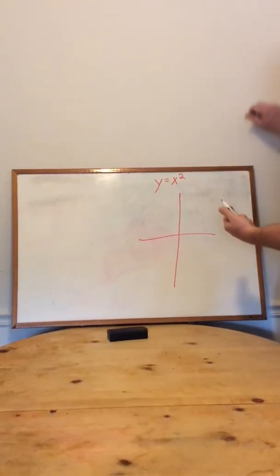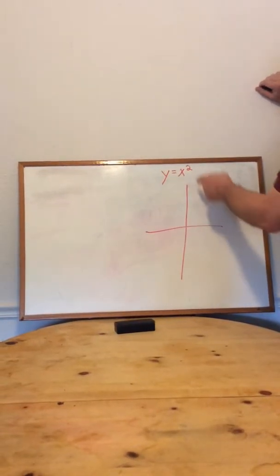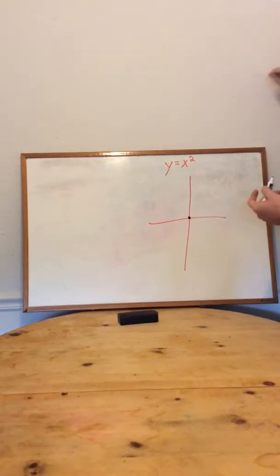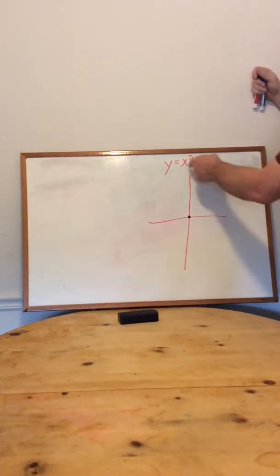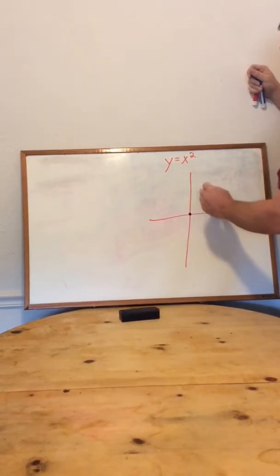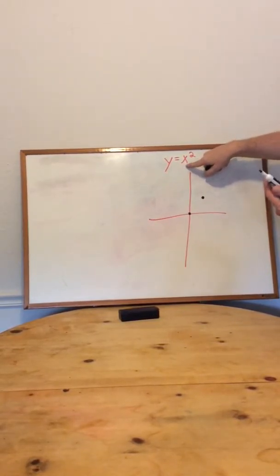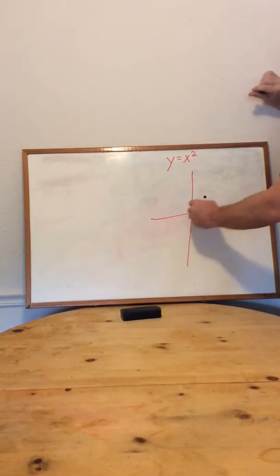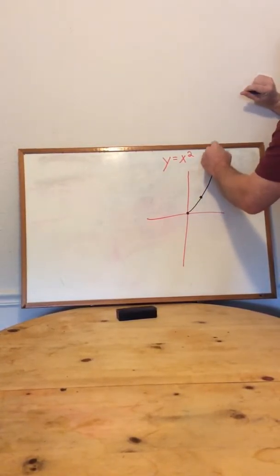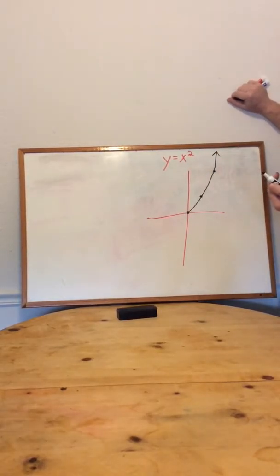So really quickly, because we all know this one, if x is 0, 0 squared is 0, so y is 0. So you get the point (0, 0). If x is 1, 1 squared is 1, y is 1, so you get the point (1, 1). If x is 2, 2 squared is 4, y is 4, so you get the point (2, 4). And now, of course, it goes up like this, just like we all know.